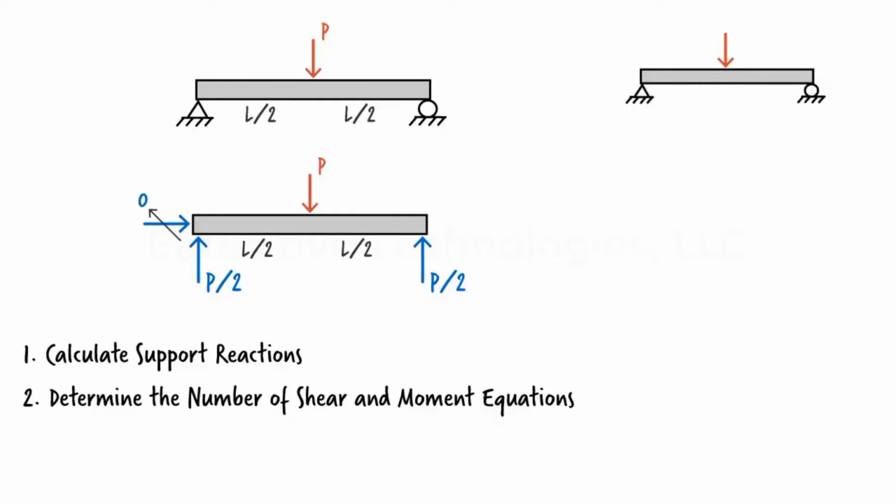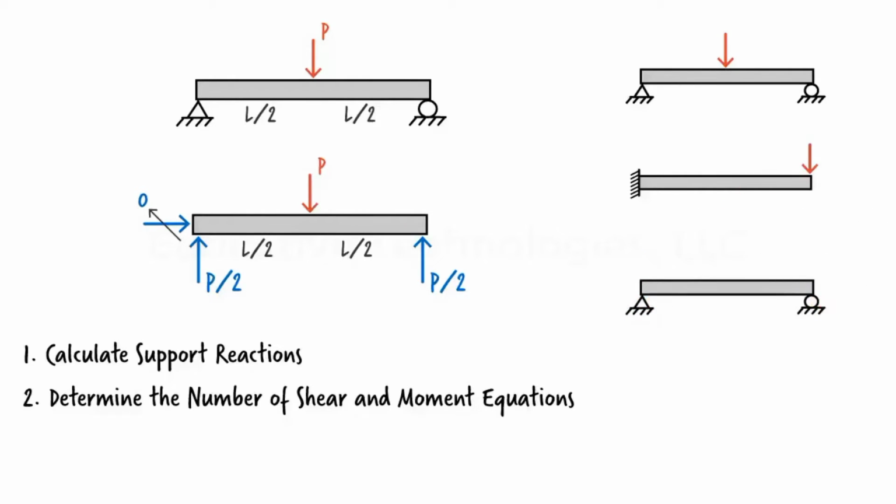How many pairs of shear and moment equations do we need for this beam? The load divides the beam into two segments. Therefore, we need two sets of equations. One set of equations for the left segment, another set of equations for the right segment. Here, the load does not divide the beam into multiple segments, as it is applied at the tip of the beam. Therefore, we only need one shear equation and one moment equation for the entire beam. Here, the loads divide the beam into three segments. Therefore, three pairs of shear and moment equations are needed.